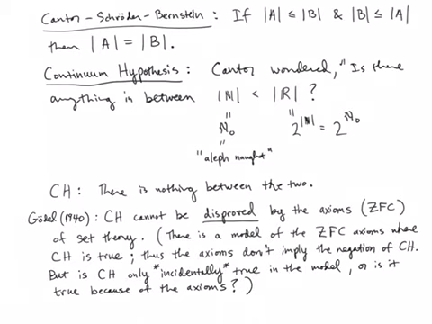But then the question remains, is the continuum hypothesis in this model only incidentally true, or is it true because of the axioms? It might just happen to be true in this particular model, and it's not that it's implied by the axioms, it just sort of by happenstance is true.